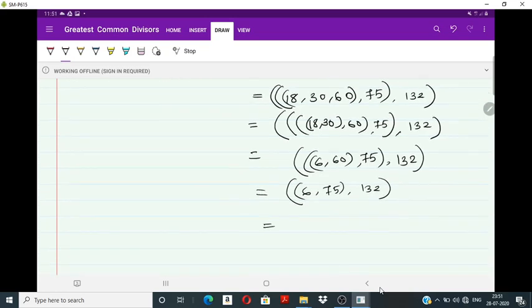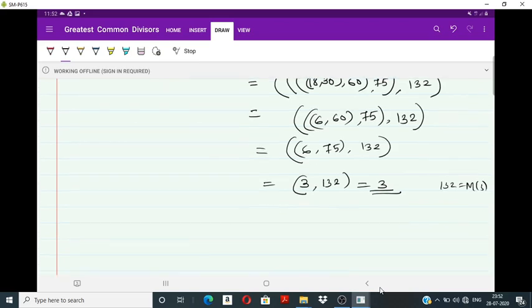Now 6, comma 75 is 3, 25 into 3. So this is 3, comma 132. What about 3, comma 132? Now 132 is a multiple of 3 itself. Therefore this is equal to 3. Okay, this follows. So this is an illustration of the theorem.